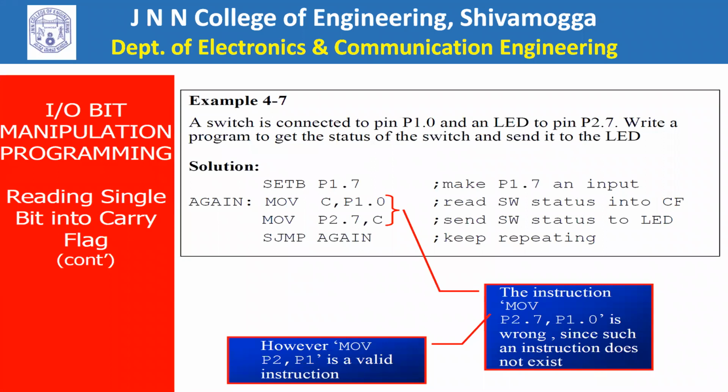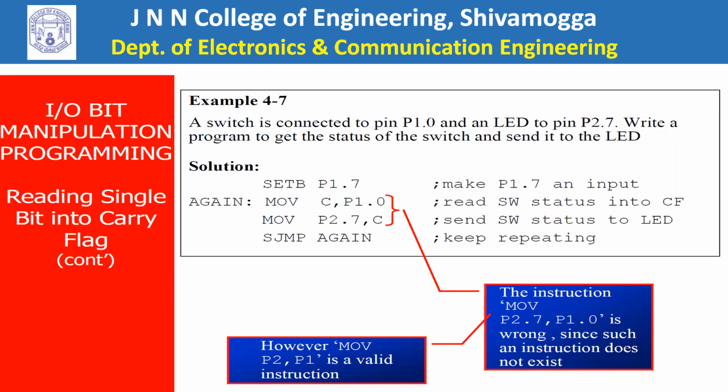The instruction MOV P2.7, P1.0 is not possible. It is wrong, since such an instruction does not exist. So you have to always move it to carry, and from carry, you have to move it to P2.7. That you have to understand.